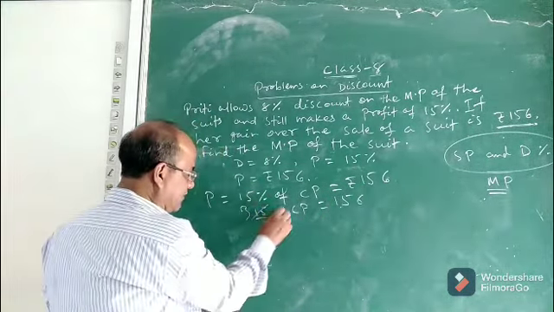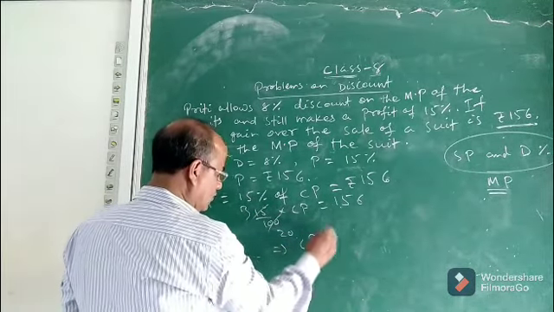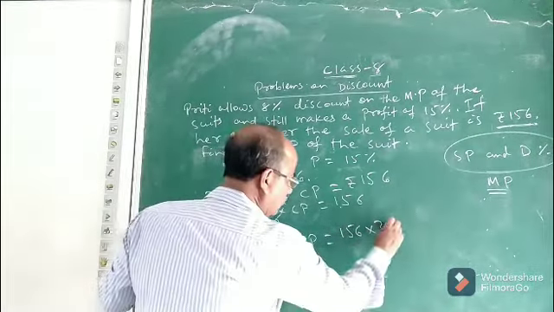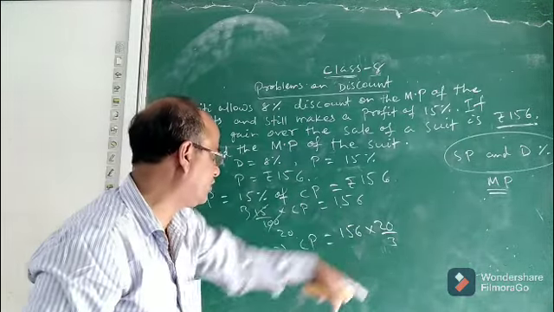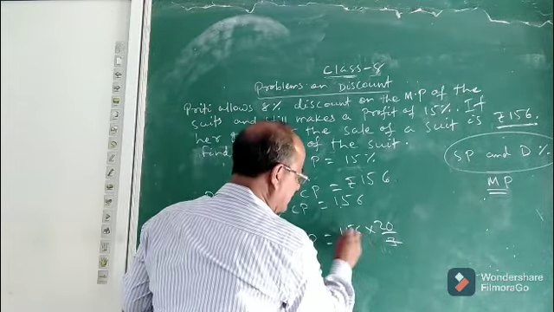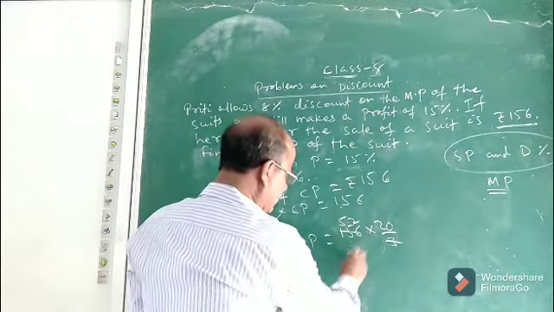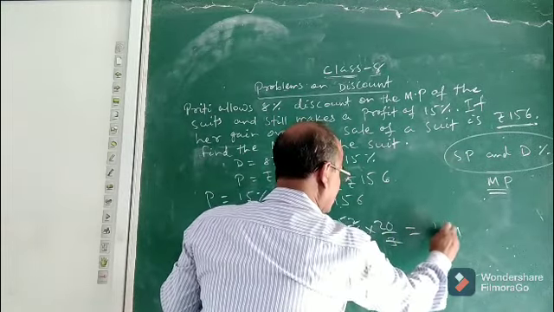Now you cancel it, 3 by 20, you see. So CP will be equal to 156 into 20 by 3. You know how to solve. 3 by 20 will go to the right hand side, it will be 20 by 3. Now you cancel: 3 5s are 15, 52. So 52 into 2. 52 into 2 is how much? 2 2s are 4, 1040.